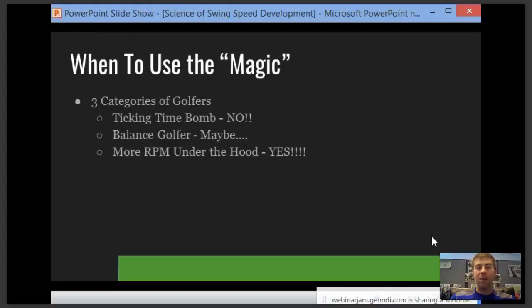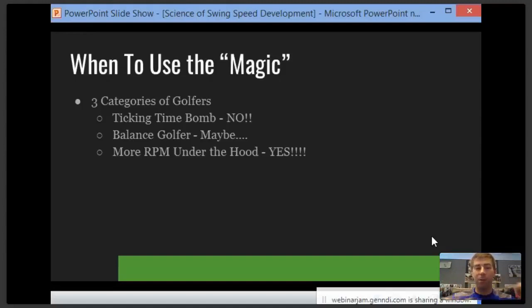And then there's the third category, which I call the more RPM under the hood, which means your power numbers are 75, 80, 90th percentile, and your clubhead speed is like 25, 30th percentile. So you can produce way more power athletically than you're doing in your golf swing. There's a huge gap here, and this usually is nervous system based. Particularly, obviously, the assumption is that your mobility is clear before we're jumping into any of this.